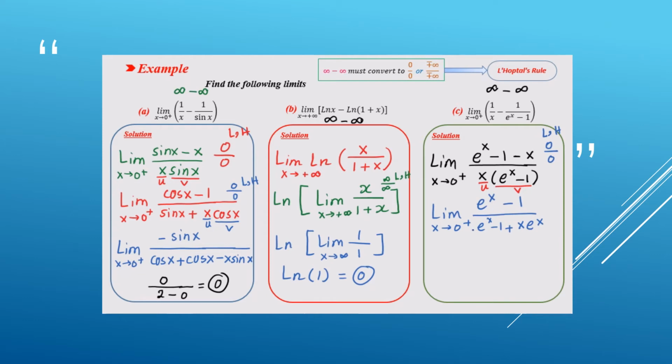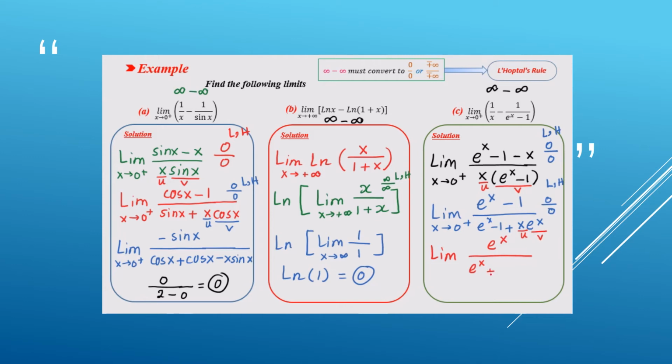Now for this one, you also have to plug in the value x equals 0. So we have e to the power 0 minus 1, which is 0, divided by e to the power 0 minus 1, which is 0, plus 0 times 1, so this gives us 0 over 0, so L'Hopital again. So you have to find the first derivative of the numerator and the first derivative of the denominator. Up, the derivative is e to the power x, and down we have e to the power x, the same, minus 1 which is 0, and here you have to use the product rule.